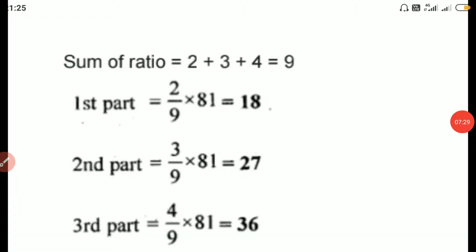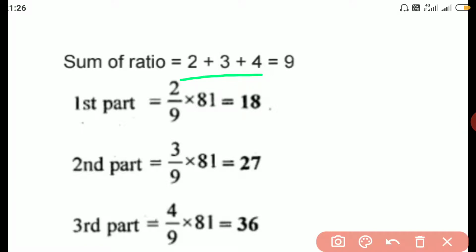So coming to the solution, the given ratio was 2:3:4. The first step is to find the sum. The sum of the ratio is 2 plus 3 plus 4, which is 9. And the first part will be 2 upon 9, multiplied by 81. This was the amount given to us. I think this cancellation is quite easy, right? Let us see.